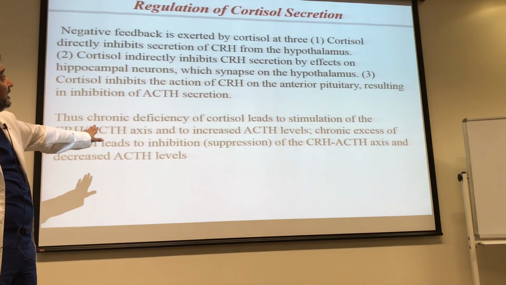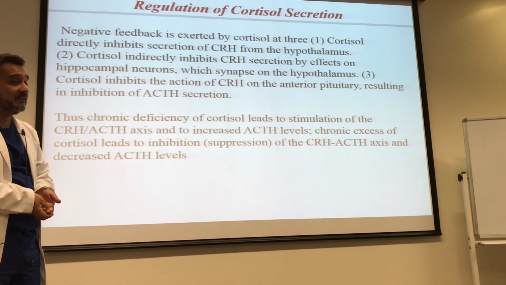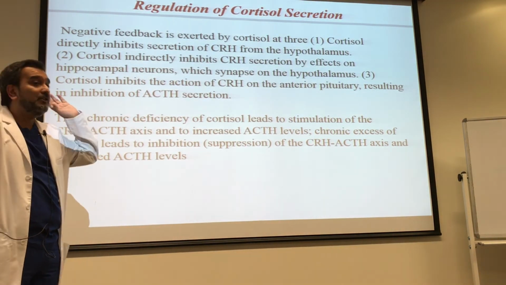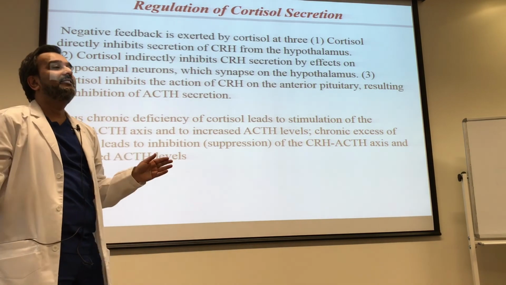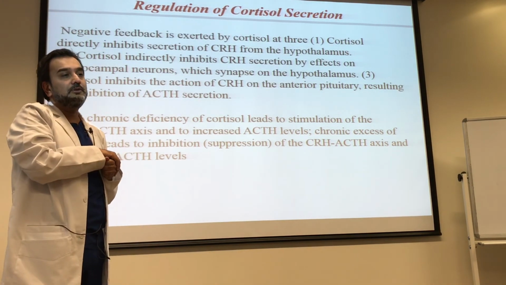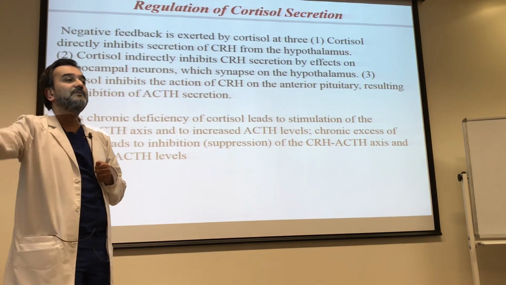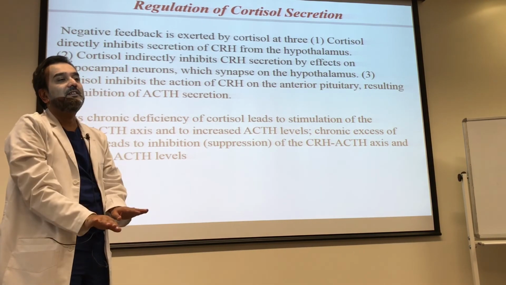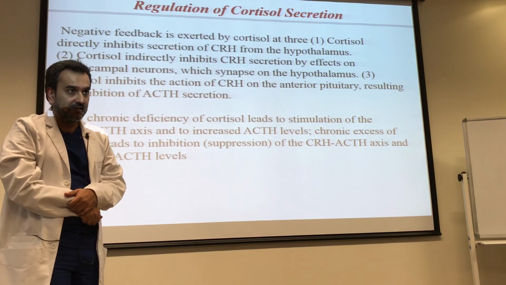Second, cortisol indirectly inhibits CRH secretion by its effect on hippocampal neurons. Hippocampal neurons are in the limbic system, and these neurons have projections into the hypothalamus. So cortisol is affecting the hippocampus, and the hippocampus is affecting the hypothalamus to decrease the secretion of CRH.